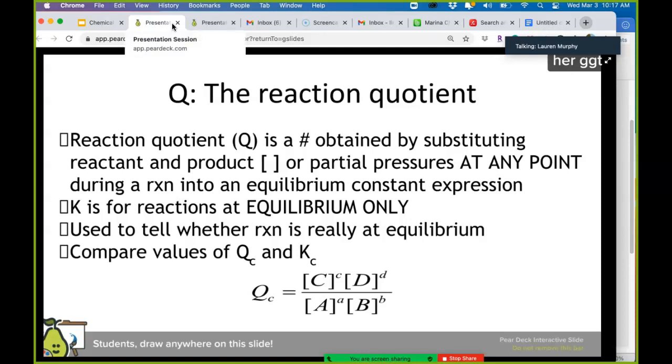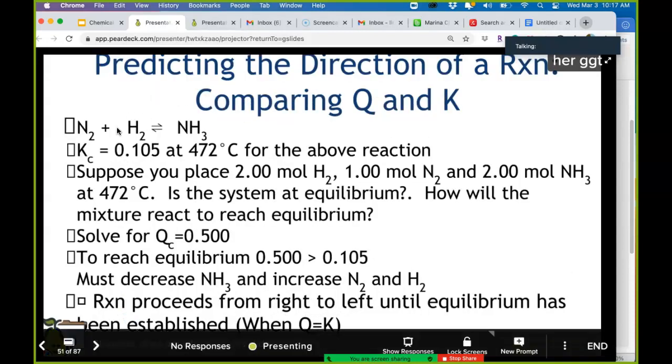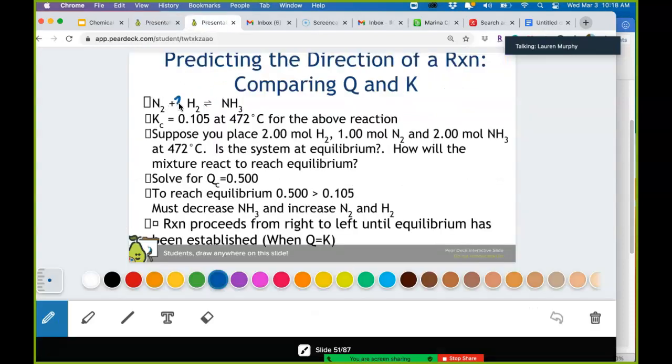So here's an example. They'll give you a reaction. Look at the Haber process. We're going to see this like 17 million times today. I didn't balance it for you, so you're going to want to go ahead and balance it. Nitrogen and hydrogen producing ammonia at equilibrium. So I've got a 3 here and a 2 here. And I say, hey, here is the K. Look, there's a little c right here. It just means concentration. No worries. This is what it equals. The equilibrium value is 0.105 at this temperature.